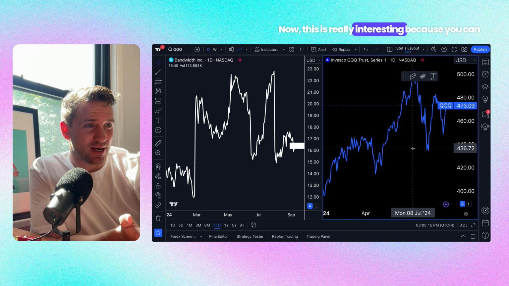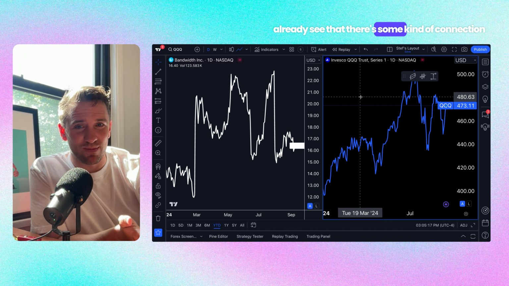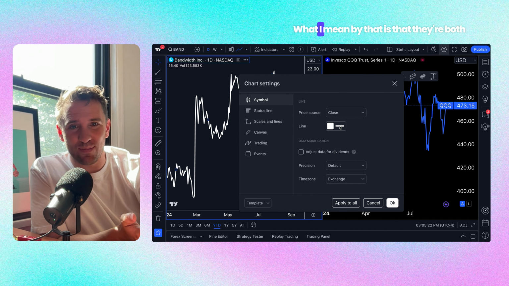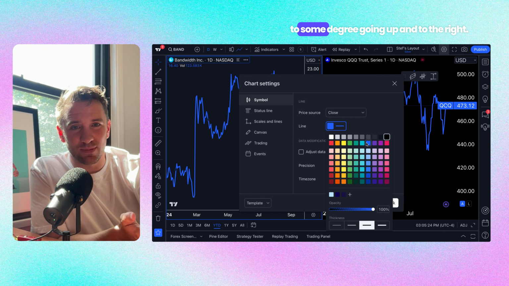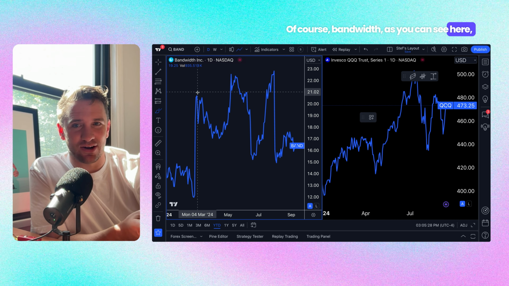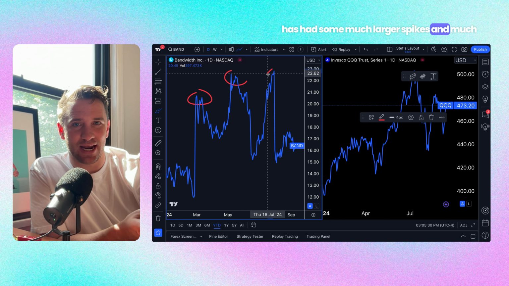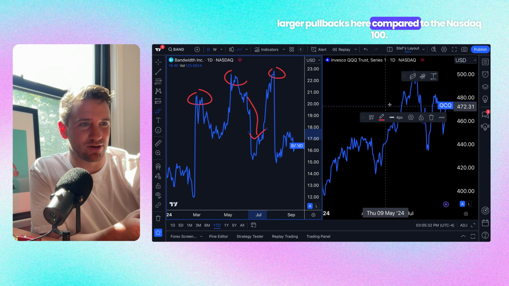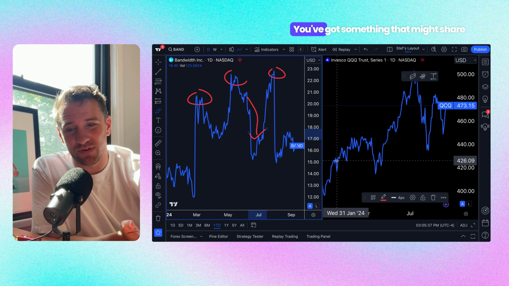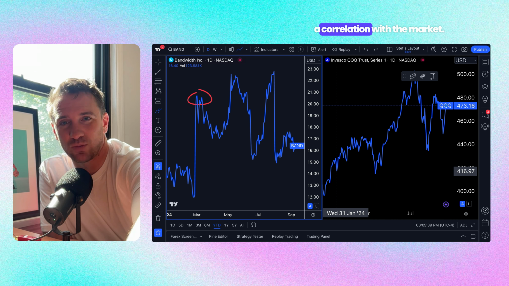Now, this is really interesting because you can already see that there's some kind of connection or correlation here between the two. What I mean by that is that they're both, to some degree, going up and to the right. Of course, Bandwidth, as you can see here, has had some much larger spikes and much larger pullbacks compared to the NASDAQ 100. But the moral of the story is that it's interesting to know you've got something that might share a correlation with the market.